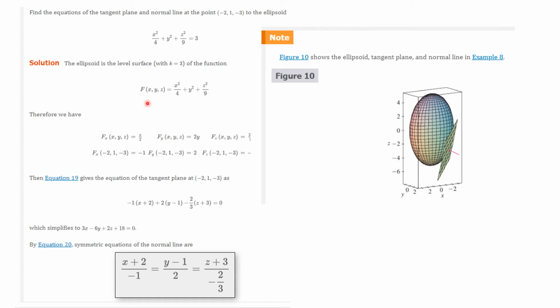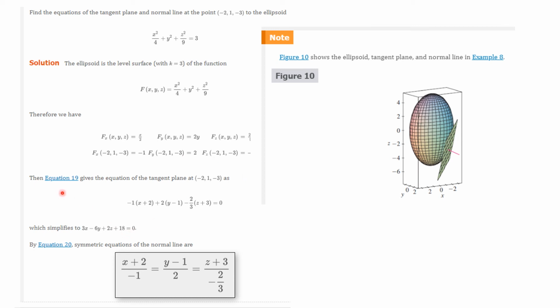Okay, so this is what f of x, y, z is equal to, so we'll take the partials and evaluate them at that point. And so what we're going to get is this is the partial with respect to x, this is the partial with respect to y, and this is the partial with respect to z. And then we evaluate it at that point, and we get these values.